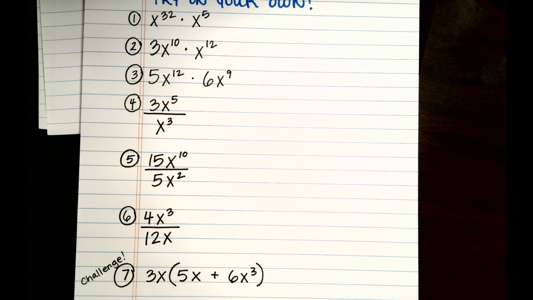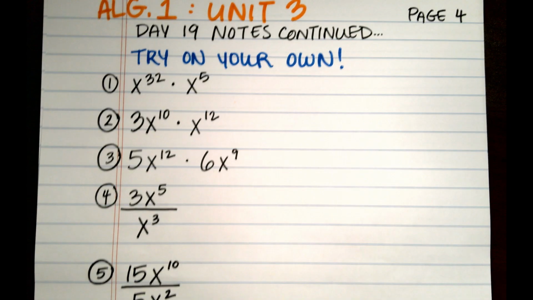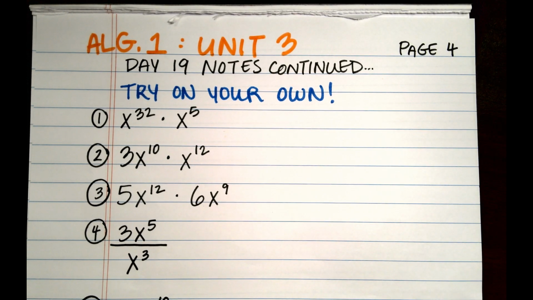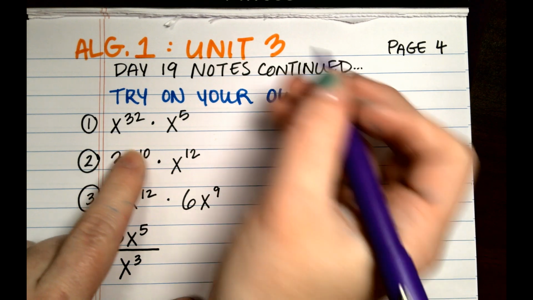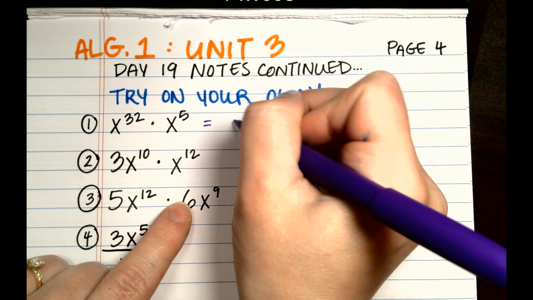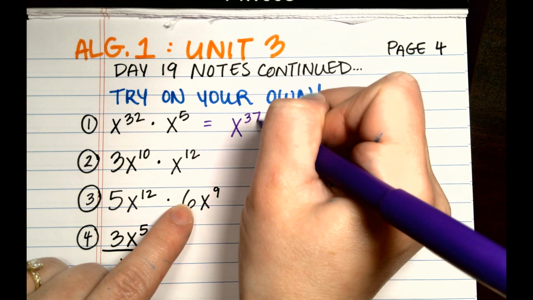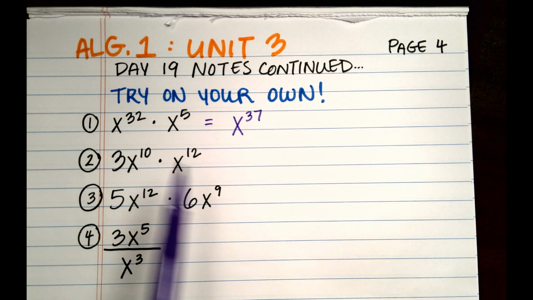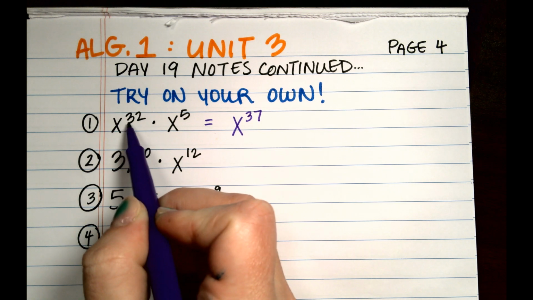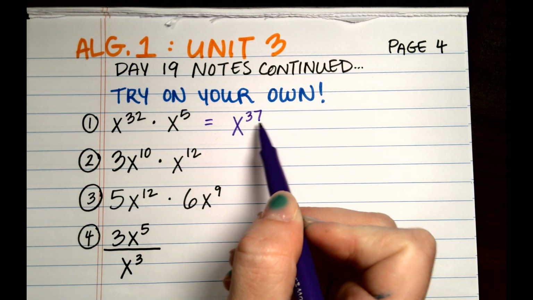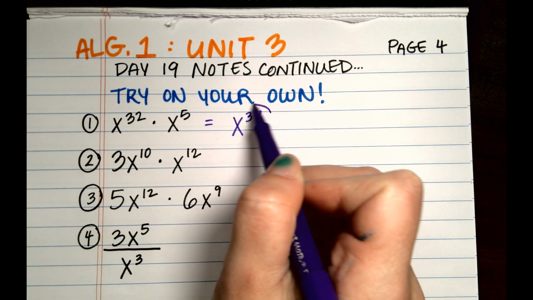Pause this recording. So you all just had some minutes to do these on your own. Let's see what kind of answers we got. For number one, what did you guys get? Shout some out. X to the 37th power. Did anybody get something different? We all got it? That is correct. 32 plus 5 is 37. X to the 37th power.